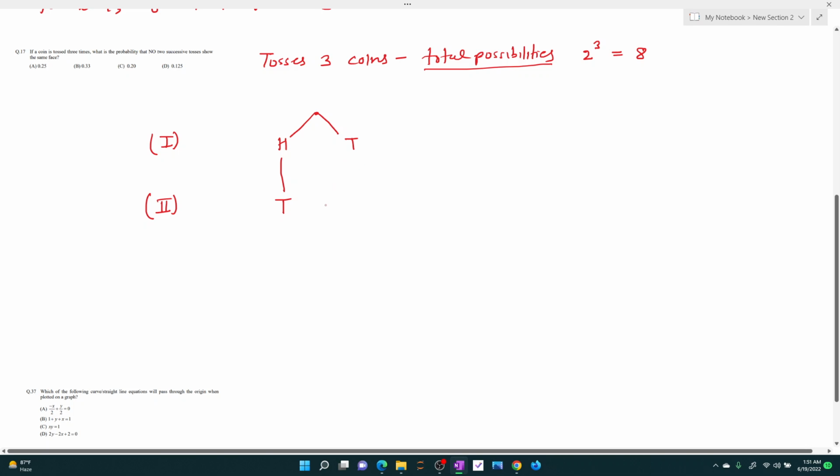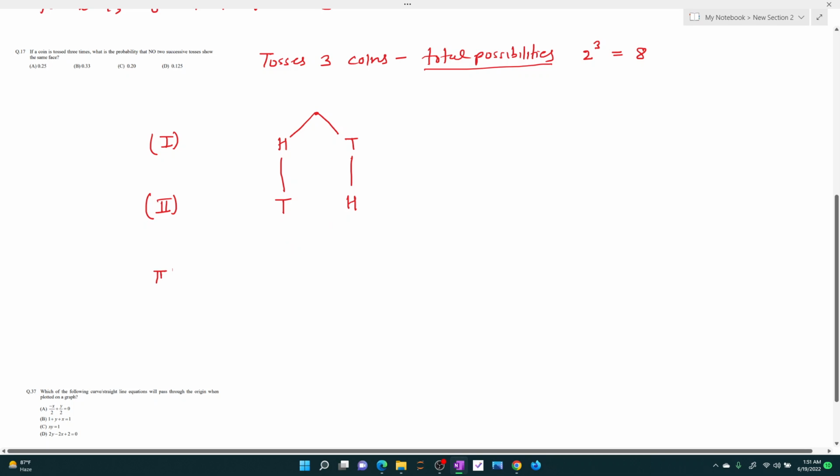H is not allowed, because if it is H, then we have two consecutive faces that are the same, right? And that's what we don't need in this probability, right? So for T, H is the only possibility.